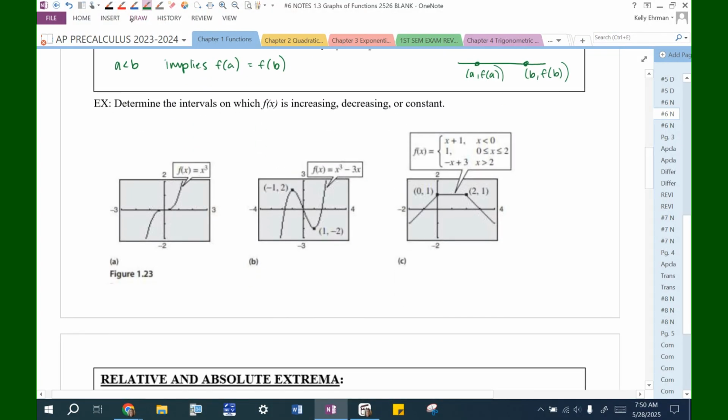These are already graphed for us. This x cubed graph, even though it looks like a flat line right here, think about x cubed. You have 0, 0. If you put in 0.1, you're going to get a different value than if you put in 0.2 or 0.3 or negative 0.1. So this is constantly increasing here. So this graph is increasing across all of its x values, negative infinity to infinity.